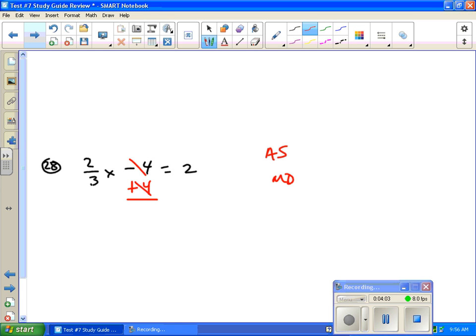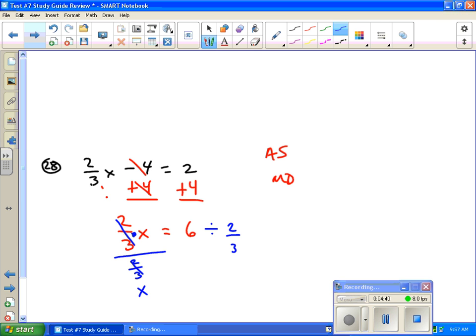You add 4 to the left side, you add it to the right side. What you have left on this side is 2 over 3x equals 2 plus 4 is 6. That's the same thing. 2 over 3x is the same thing as 2 over 3 times x. In order to undo multiplication, you divide. You want to keep x, so divide by what's not x. In this case, what's not x is 2 over 3. You divide the left side by 2 over 3. Do the same exact thing to the right side. Divide it by 2 over 3.